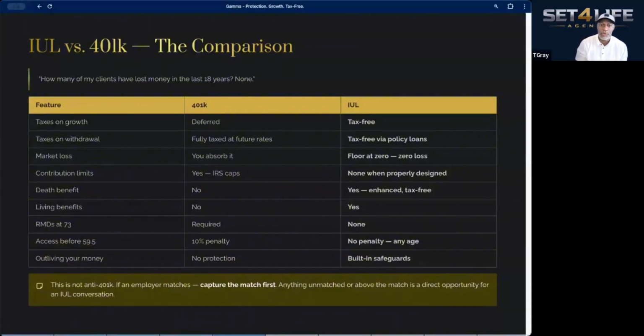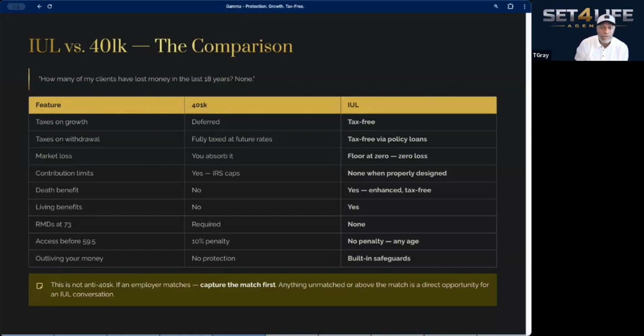Now, when comparing an IUL to a 401k, when it comes to taxes on the growth, 401k money grows tax deferred, IUL growth grows tax free. Taxes on withdrawal, 401k, when you take the money out, you are fully taxed at the future rate. Here's a question. Do you guys think taxes are going to go up or down in the future? Up. So that means that you're going to pay more taxes, higher taxes on that money when you finally take it out of your 401k. Whereas with an IUL, when that money comes out, it's tax-free because you're going to use policy loans. What happens if there's a market loss in your 401k? Deal with it. In your IUL, there's no loss because there's a floor.